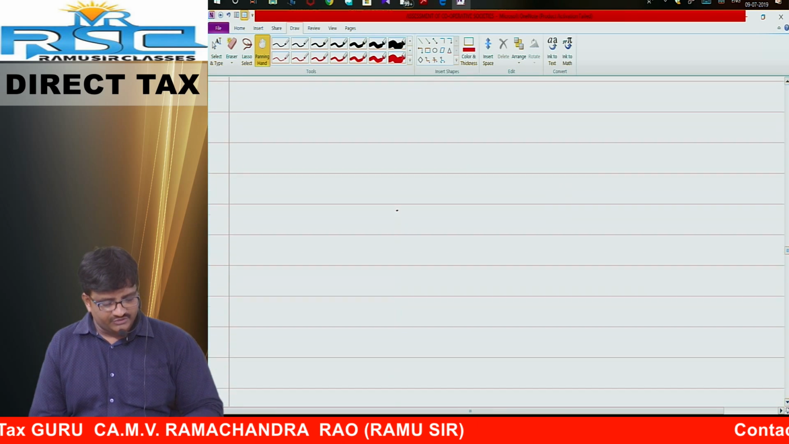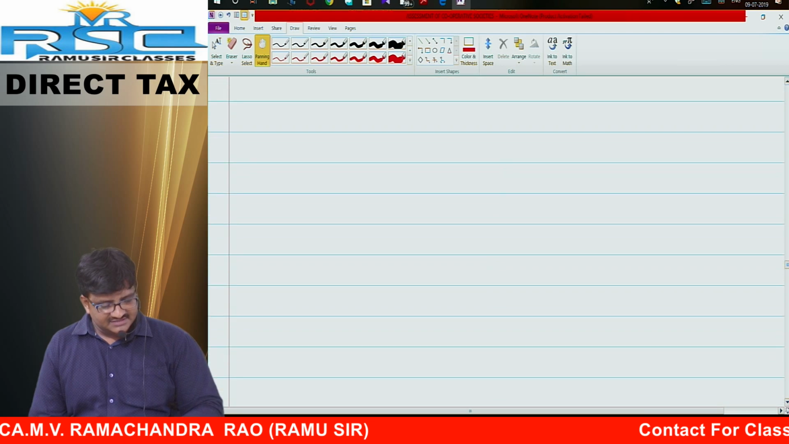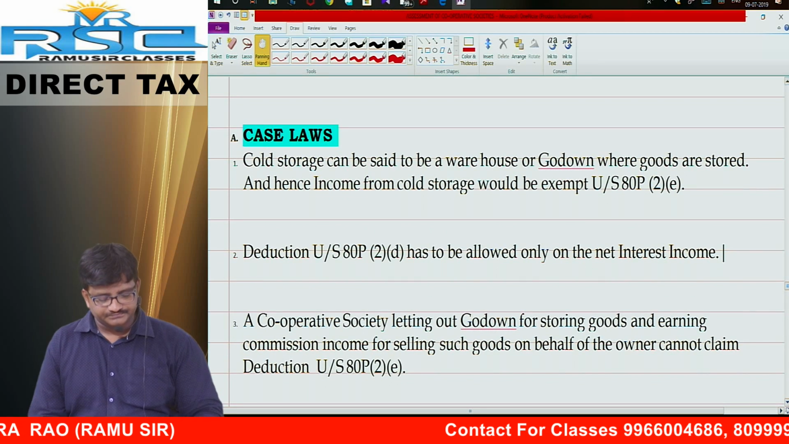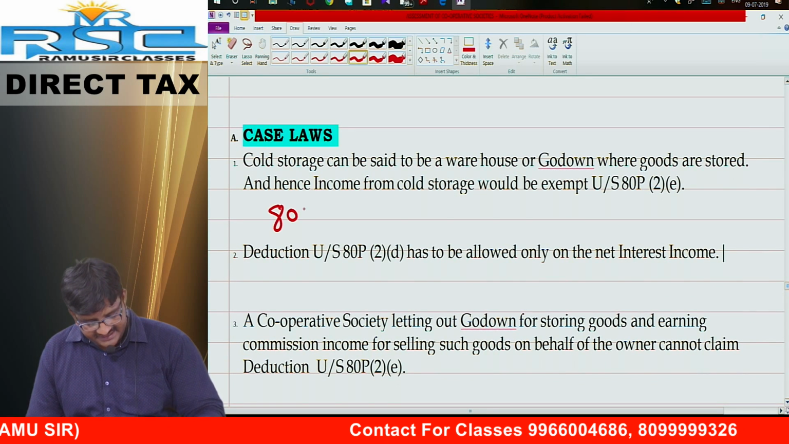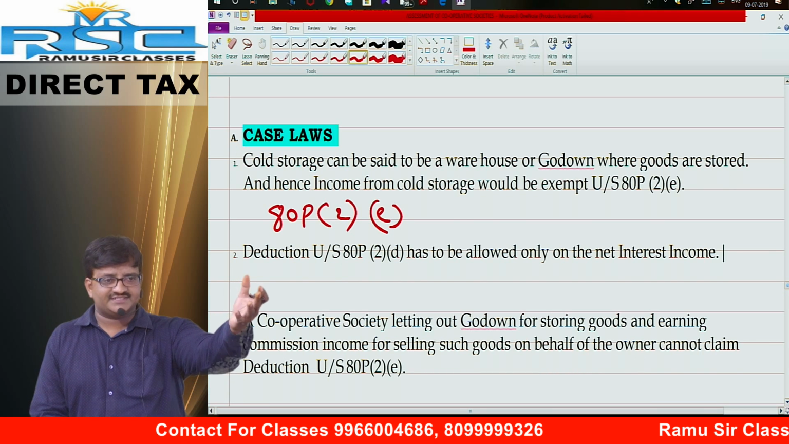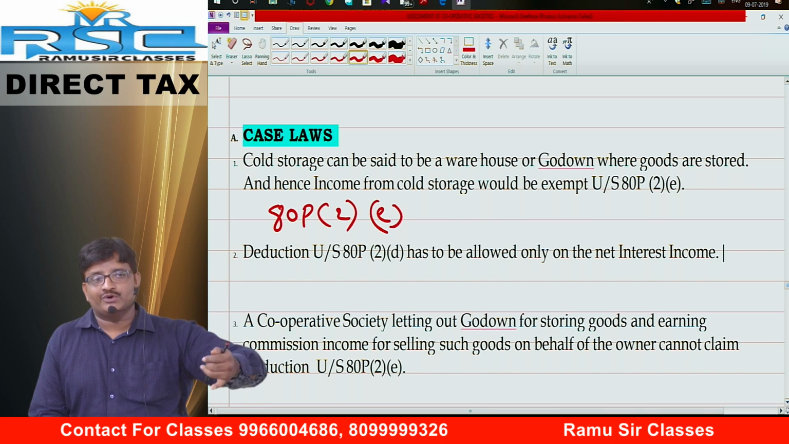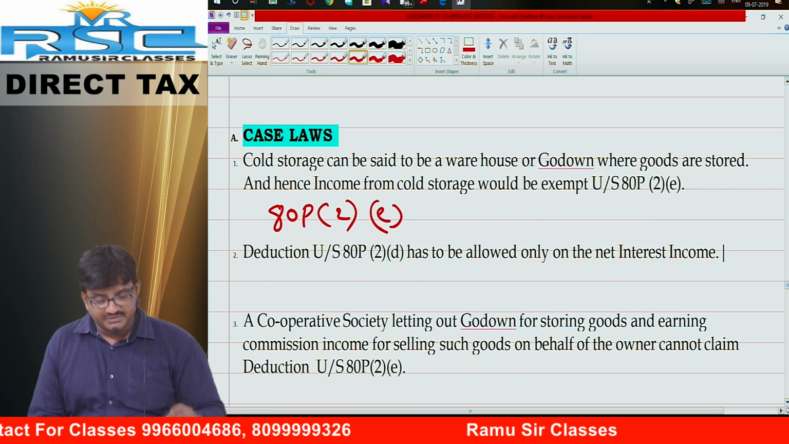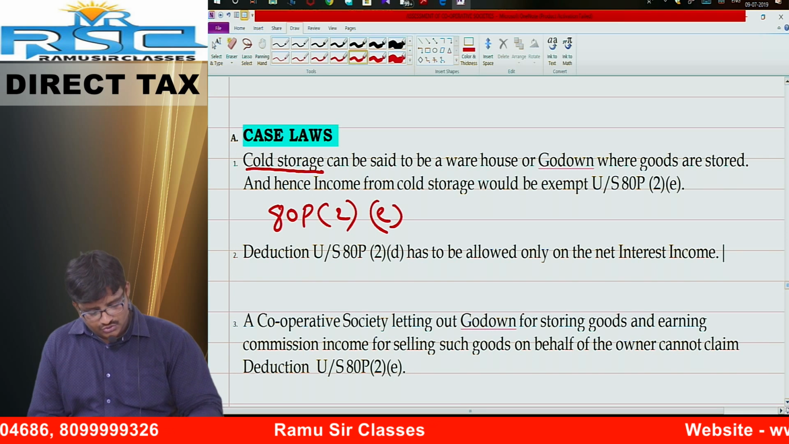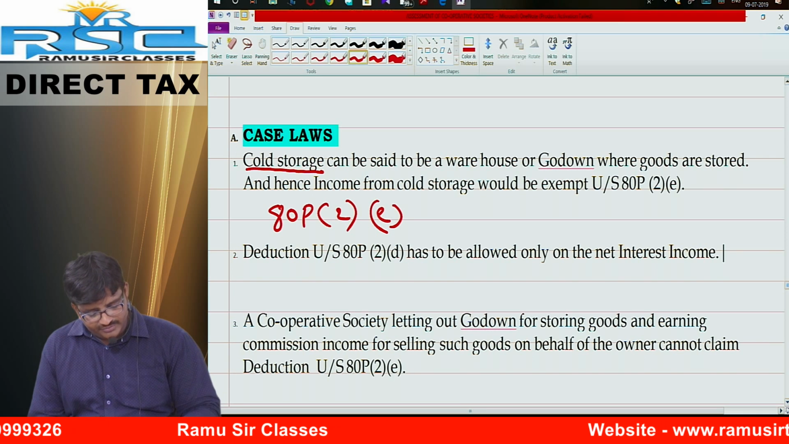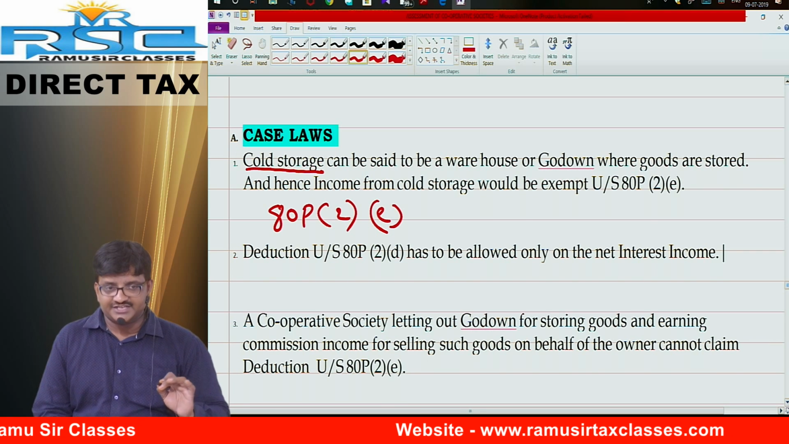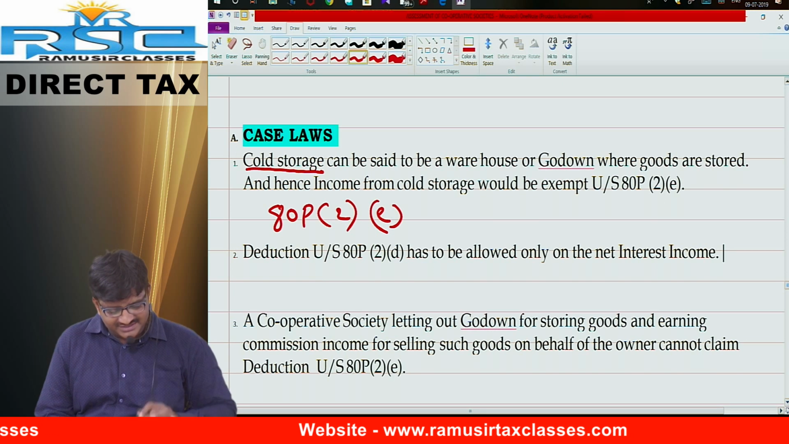Next one, friends, we are going to discuss some more case laws about the cooperative society. The case laws are as follows. Follow. First one, friends, 80P subsection 2 clause E. What is this? Very good. Letting out of godown or letting out of warehouse. But friends, not only for that, it is applicable for cold storage also. Cold storage can be said to be a warehouse or godown for the purpose of this proviso. So it is eligible for deduction if you let out on rental basis to members or non-members.